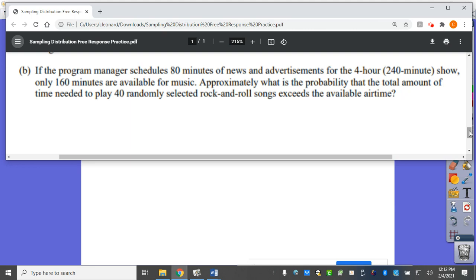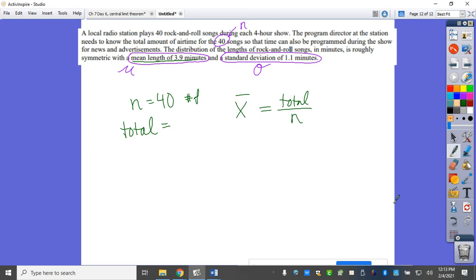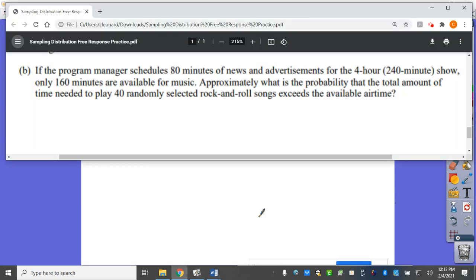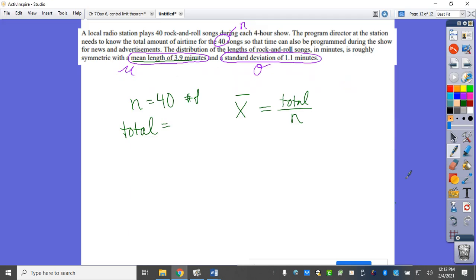Is the 80 minutes necessary? No, because all it did was 240 minus 80 to get us the 160, so it did that on purpose. But I don't need the 160 by itself. What do I want to do with that 160? So this is the length of a song. This is the standard deviation for the length of a song. But now all of a sudden I've got this total time. So I divide it by n to make it an average instead. So I actually do that, so that's our X bar that we're comparing.